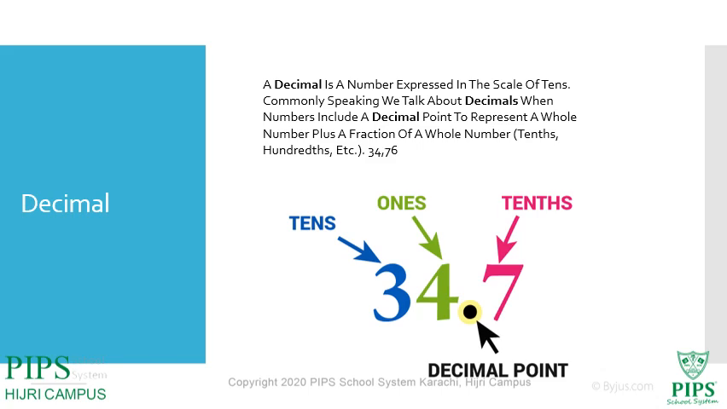The whole number on this slide is 34 and the fraction part of this whole number is 7, which is known as the tenth value. Tenth, hundredth and so on. For example, before the decimal point there are ones and tens given in the example, and after the point we will call it the tenth value.